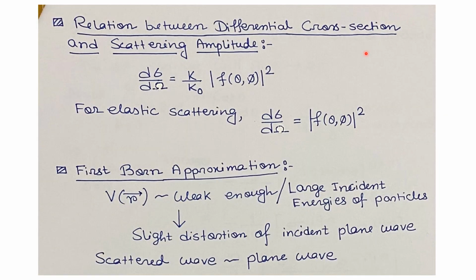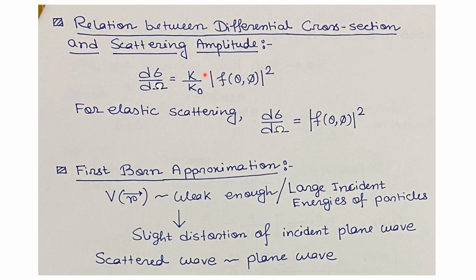Here θ is the angle between the scattered wave vector k and the incoming particle wave vector k₀. Now, what is the relation between the differential scattering cross section dσ/dΩ and the scattering amplitude f(θ, φ)? The relation is dσ/dΩ equals k/k₀ times the mod square of the scattering amplitude f(θ, φ).